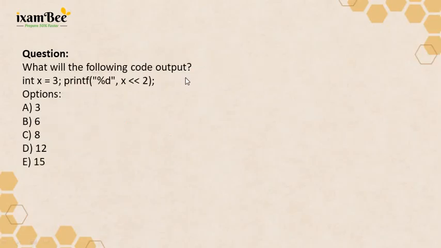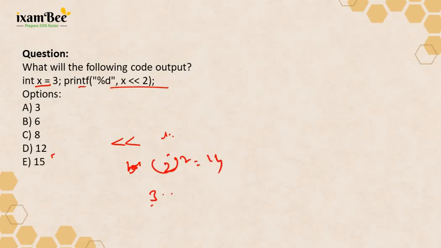Let's move to the next question, which is from C programming. Here a program is given where a variable x is defined with a value of 3, and here we have a print statement. So what would be the correct answer? The correct answer would be 12. Why? Because this operator is the left shift operator, and shifting left by 2 bits multiplies the number by 2 to the power 2, which is equal to 4. So 3 multiplied by 4 is equal to 12.